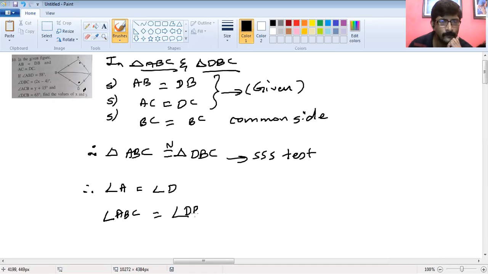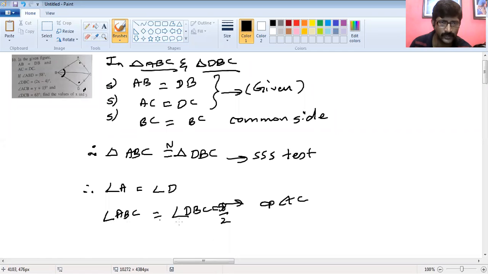Why is angle ABC equal to DBC? Because CPCTC. So over here it is mentioned ABD. Where is ABD? ABD, if it's 58 degrees, this whole is 58. That means this half is going to be 58 upon 2. Isn't it? 58 upon 2. Why 58 upon 2? Because these both would be equal.